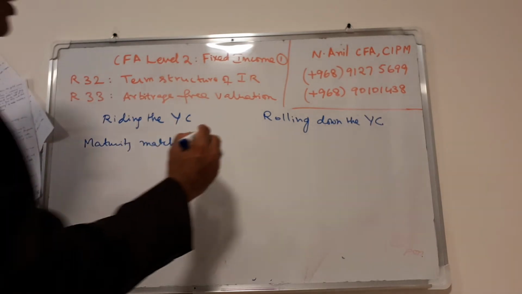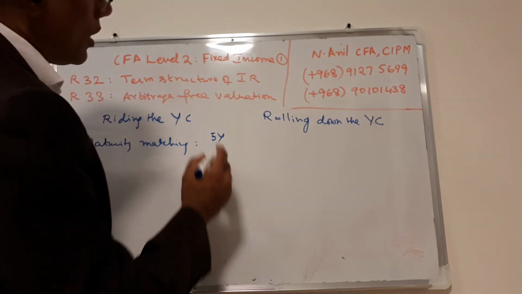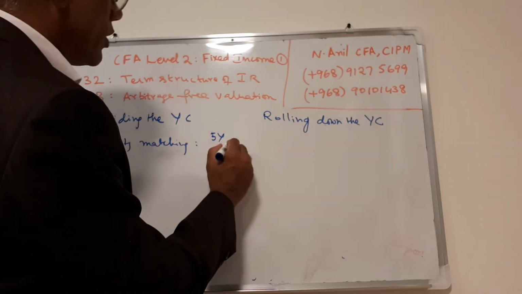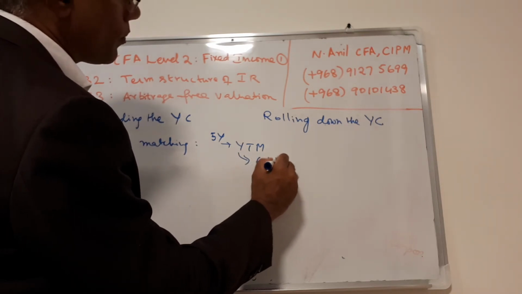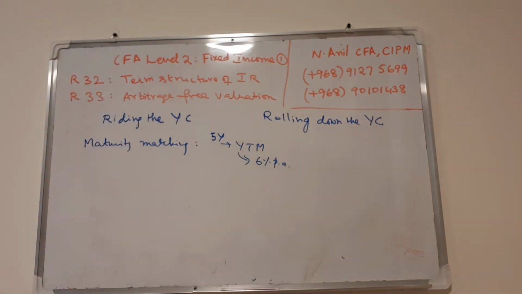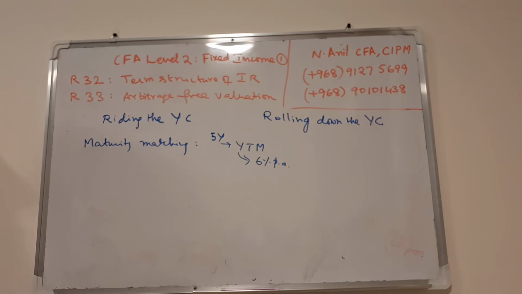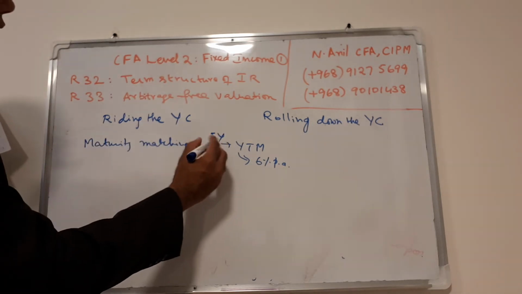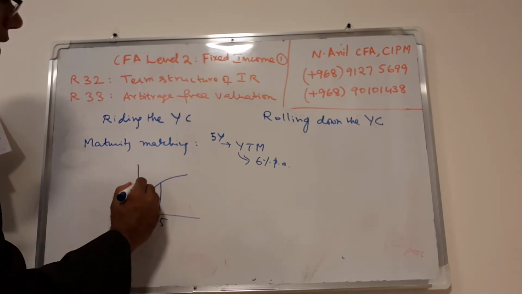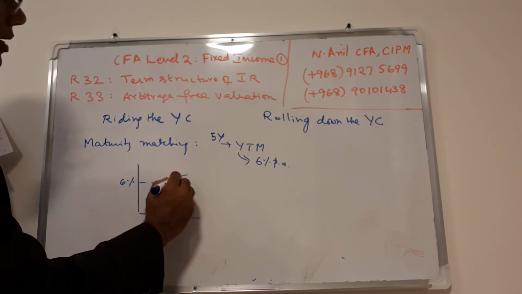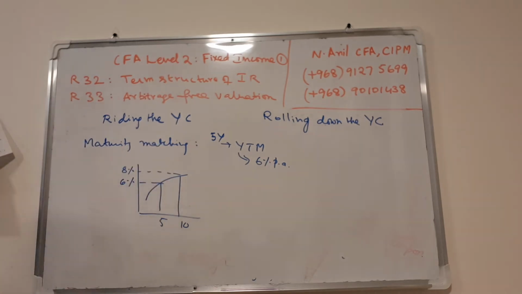Like you hold a bond for say 5 years, you receive the coupons and you receive the principal amount. So you get what is called yield to maturity. So yield to maturity for 5 years is say 6% per annum. Now in riding the yield curve, because in an upward sloping environment, the 5 year rate is say 6%, and maybe a 10-year bond is yielding 8% per annum.